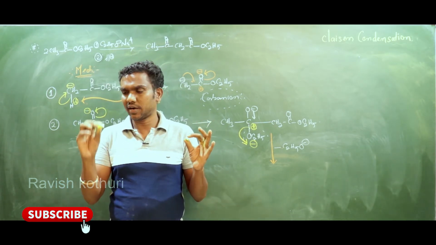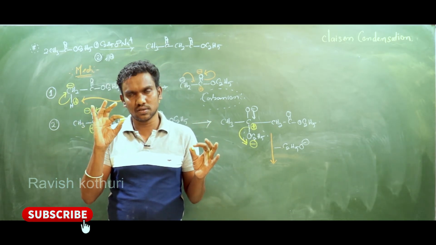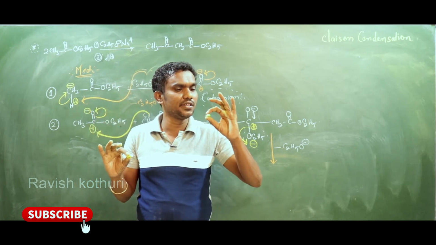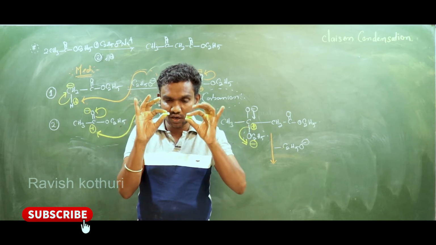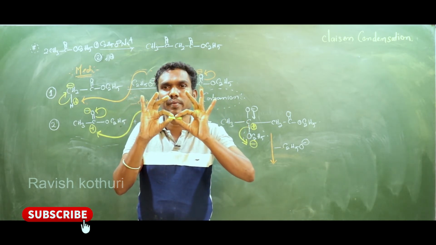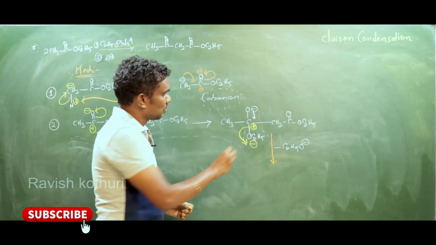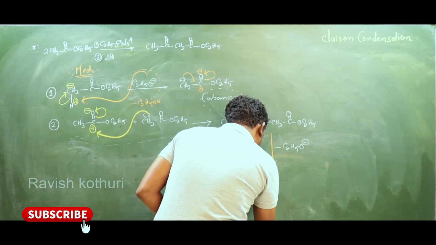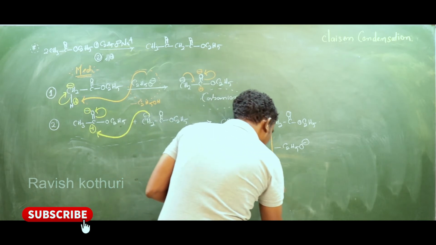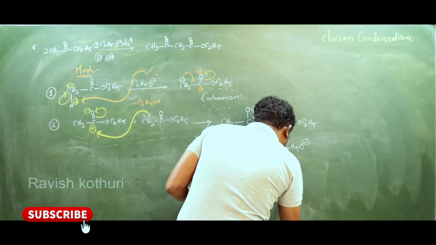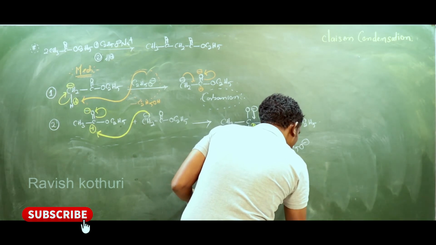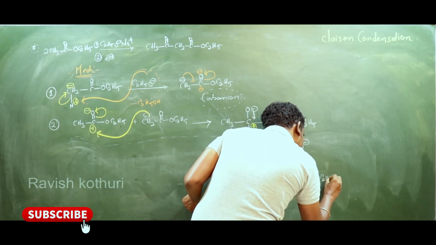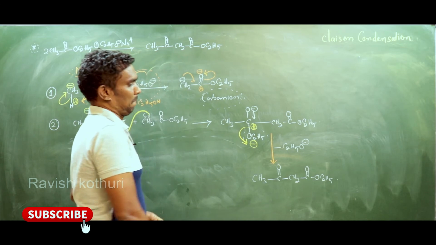This is one atom. This atom has negative charge, this atom has positive charge. So what happens if they are adjacent? It makes one bond. That's all, my dears. So what product will form? CH3 C double bond, CH2 C double bond, OC2H5.